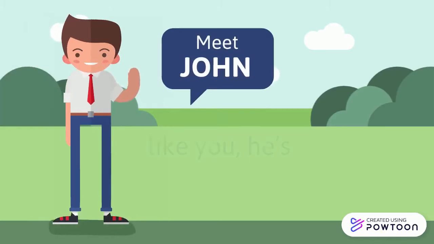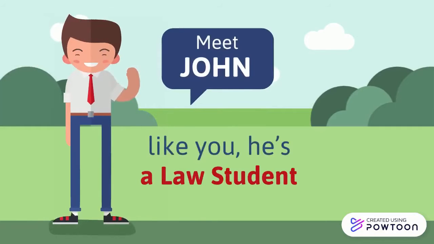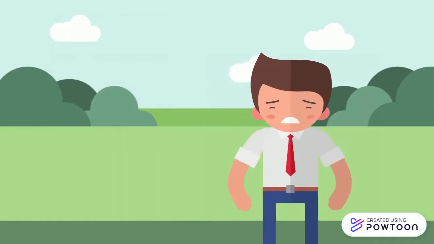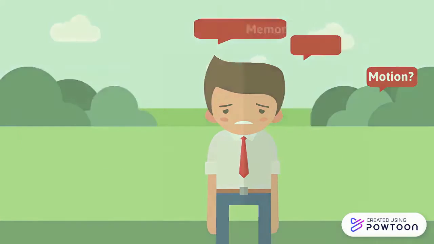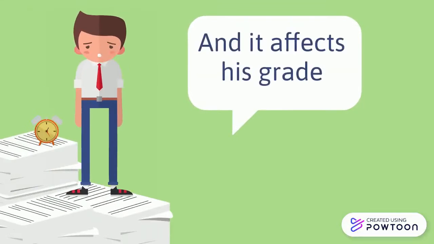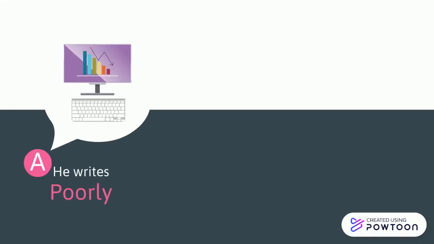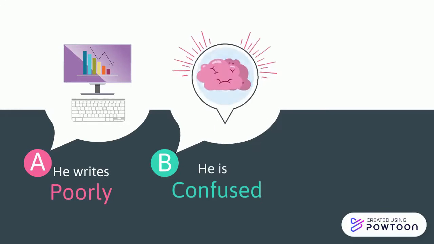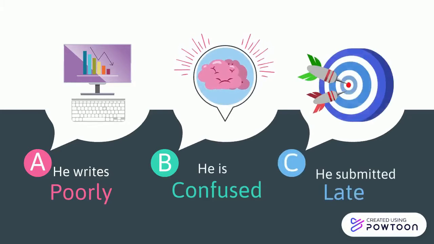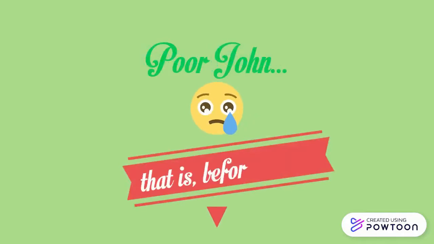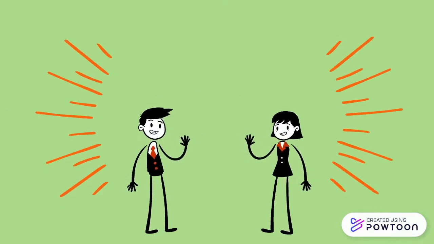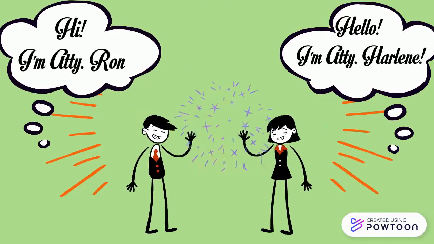Meet John. Like you, he's a law student. And like you, John struggles with legal writing. And it affects his grade because A. He writes poorly, B. He is confused, and C. He submitted late. Poor John. That is before he met Attorney Ron and Attorney Harleen.